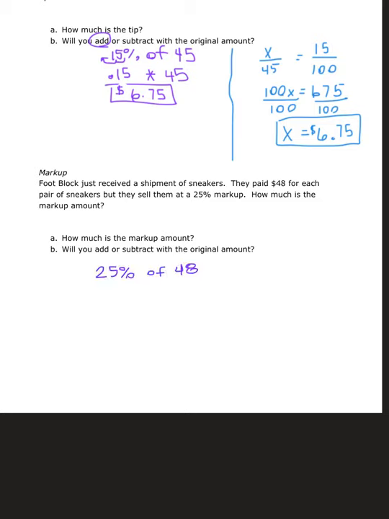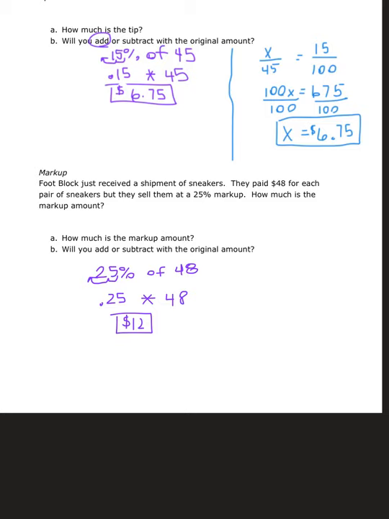And I know I keep repeating, but the percent in the equation setup needs to be changed to a decimal. So move our decimal 2 places to the left. That would give us 0.25. The word of in this situation translates to a multiplication and 48. So 0.25 times 48 is going to equal $12. So they mark up their sneaker price by $12.